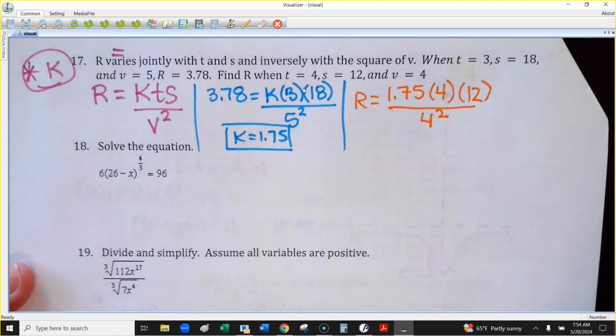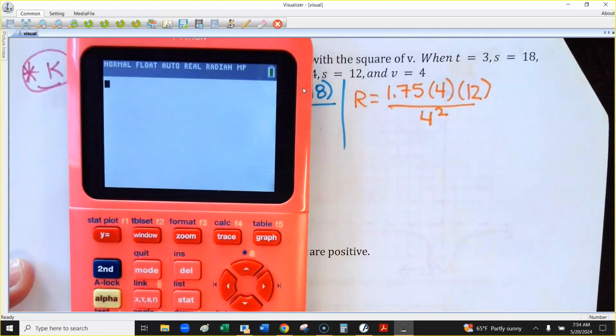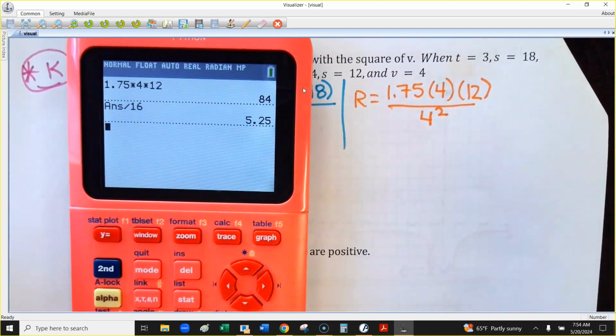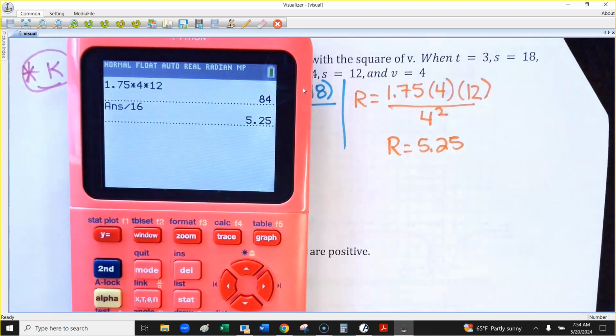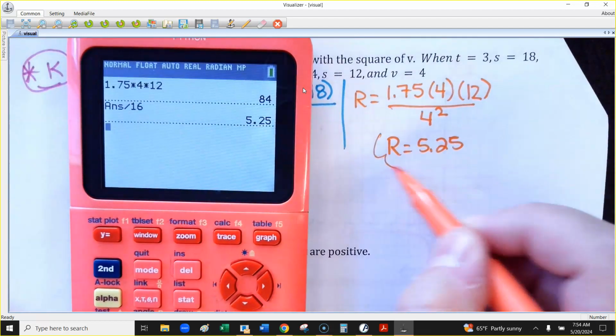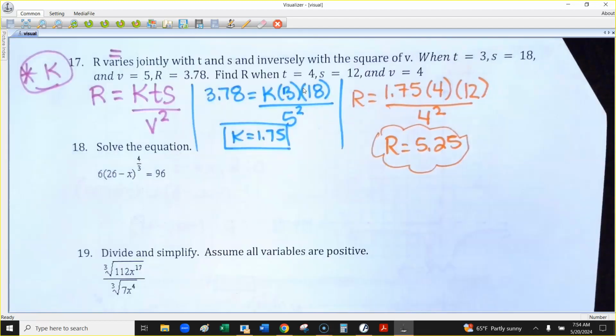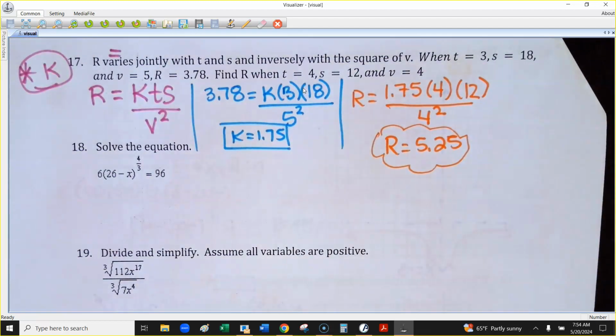And then however you want to do it, I'm just going to type it right in my calculator. 1.75 times 4 times 12, and then divided by 4 squared would be 16. So then in that case, R would be 5.25. This would be the actual answer to the question, but we had to do those steps in between to get there. Does anybody have a question?